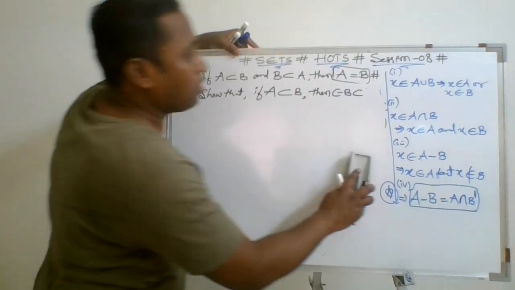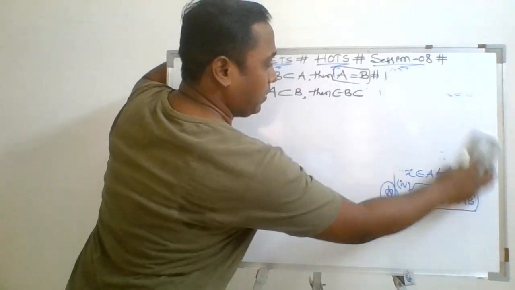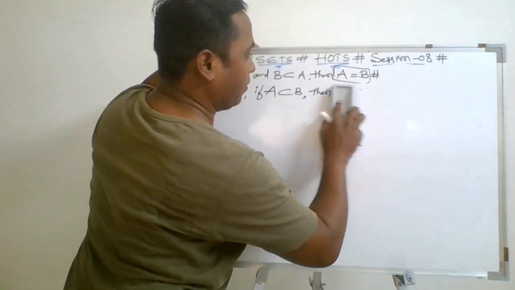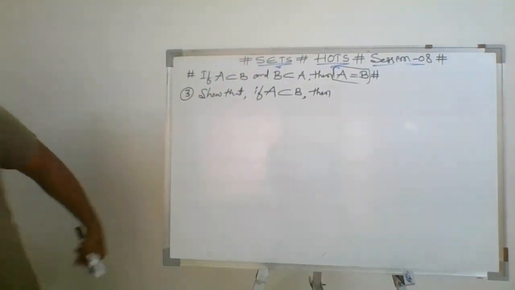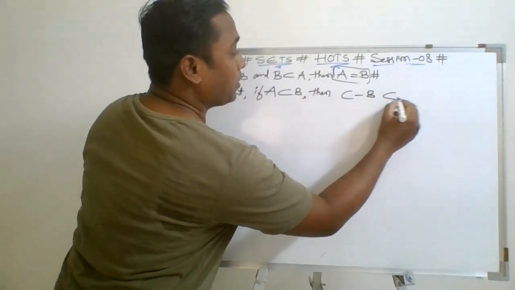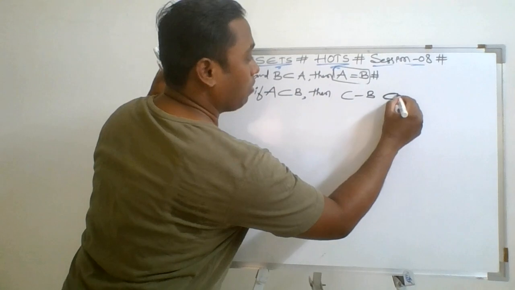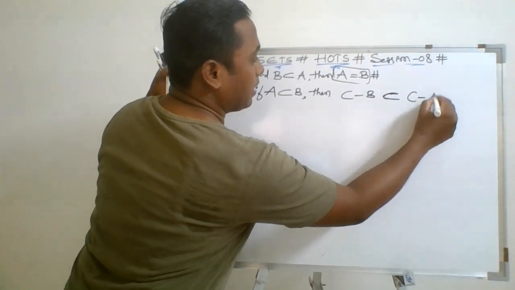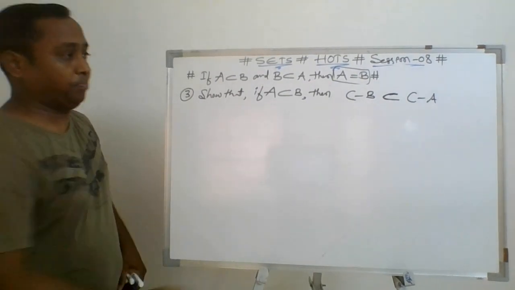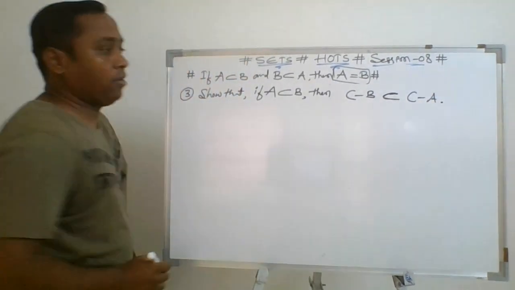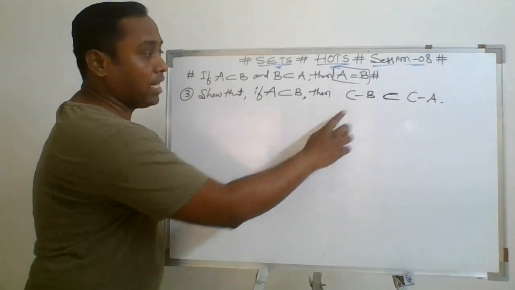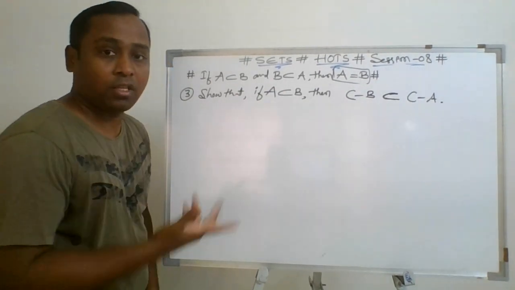Shall I rub this one so that we can get a space to write the steps? Now, C minus B is a subset of C minus A. This we have to remember. What is the condition? If A is a subset of B, then this is true. This we have to prove.